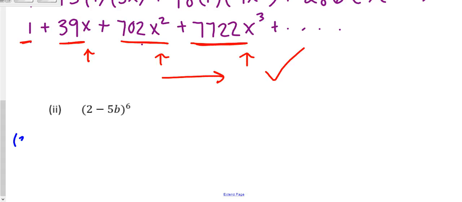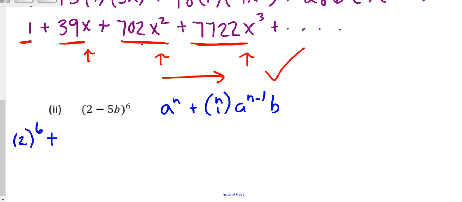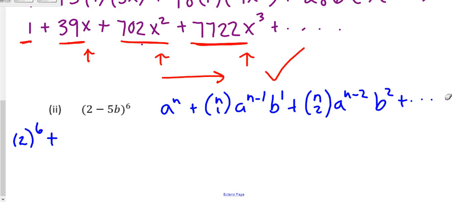We have 2 to the 6 plus, because we are following a to the n, plus n choose 1, a to the n minus 1, b to the 1, plus n choose 2, a to the n minus 2, and b to the 2. This is what we're following to get the first 4 terms. I think it's easiest unless you want to write out Pascal's triangle every time, which will work, and that's fine. You can use that pattern if that works for you.